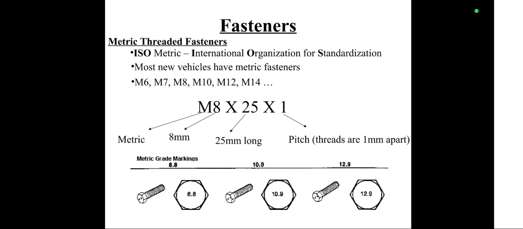The next expansion is the metric thread fasteners, ISO metric thread. ISO stands for International Organization for Standardization. The bolt and nut are designated as M6, M7, M8, M10, M12, M14, and so on. The M is metric and 8 is the thread size in mm, and 25 mm long is the length of the thread, and then the pitch is 1 mm. These are all the major specifications used for fasteners.